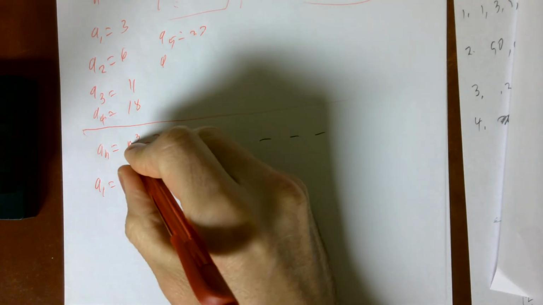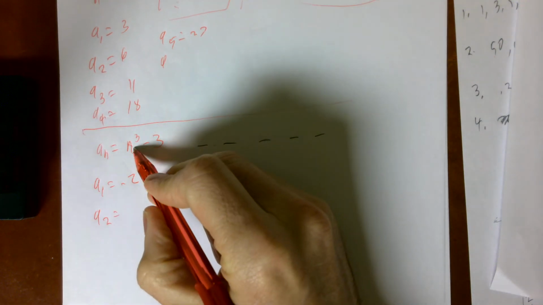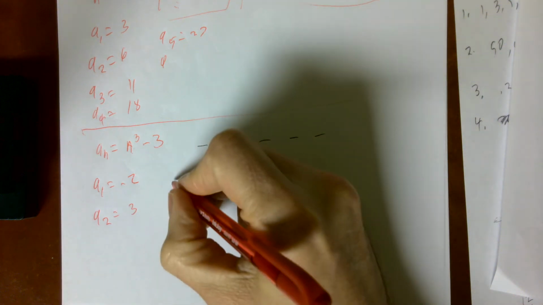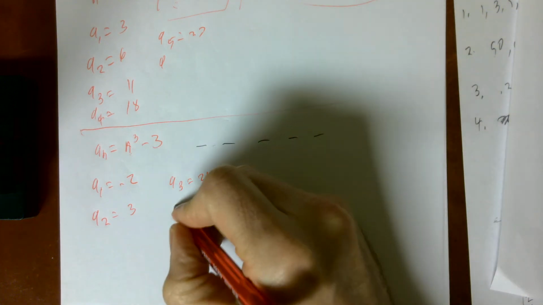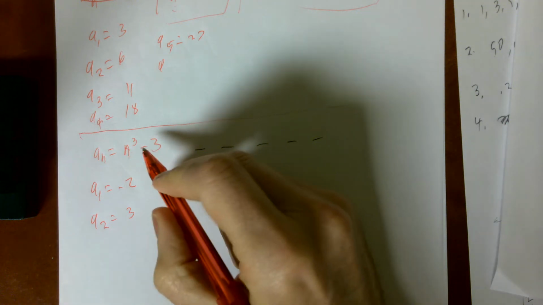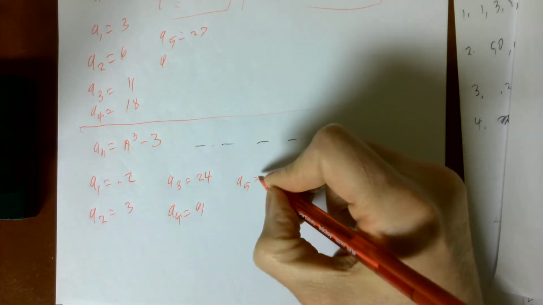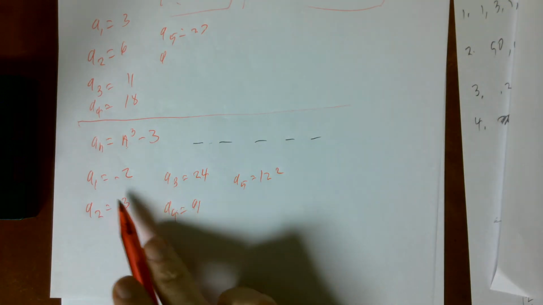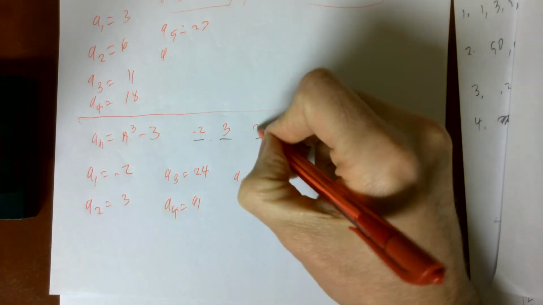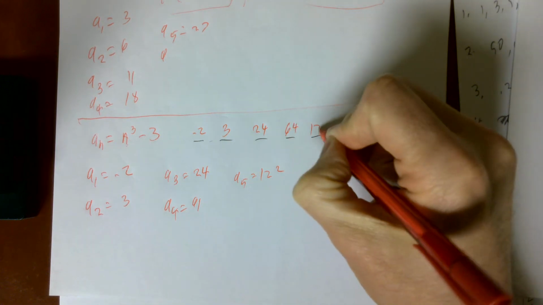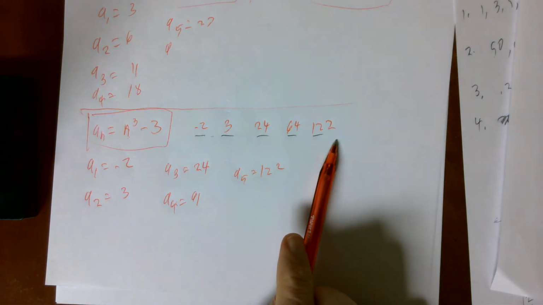So if I want a sub 1, plug a 1 in. So 1 cubed is 1, minus 3 gives me a negative 2. A sub 2, 2 cubed is 8, minus 3 gives me a 5. A sub 3, what's that? 27 minus 3 gives me 24. A sub 4, 4 cubed is 64, minus 3 gives me a 61. And then a sub 5, 125 minus 3 gives me 122. So if I plug these values in, where position 1 is a negative 2, position 2 is a 5, position 3 is a 24, then 61 and 122, this explicit formula gives me this sequence.